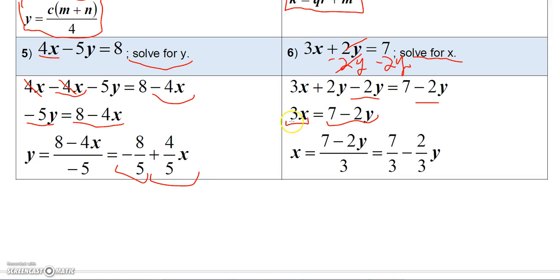Okay? And then just like I did over here when I divided by negative 5 to isolate y, here I have to divide by 3 to isolate the x. So divide both sides by 3 and I'll get x on the left equals 7 minus 2y divided by 3. Well, I can break that fraction up as 7 over 3 minus 2/3 y, by just breaking up the numerator.